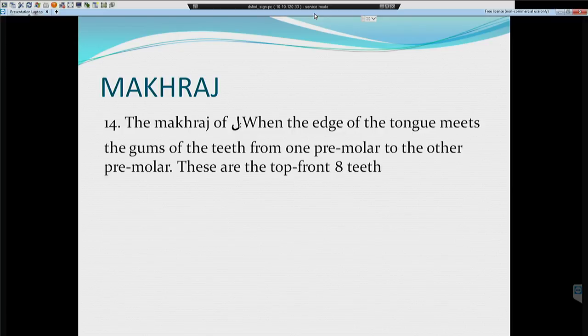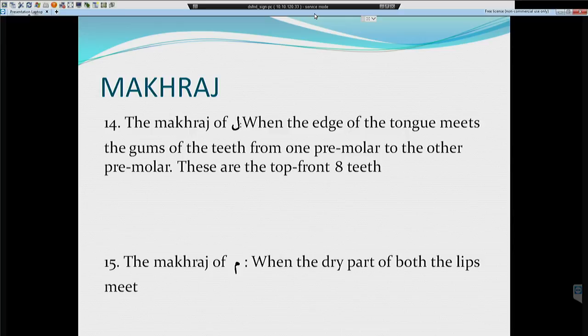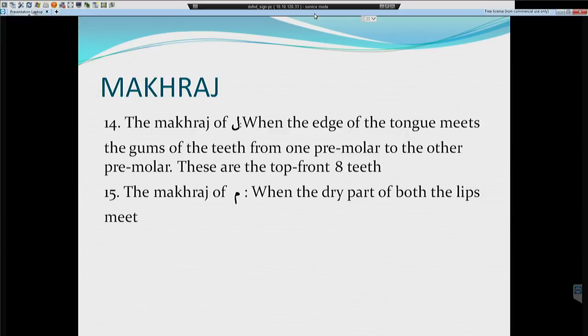The makhraj of lam, when the edge of the tongue meets the gums of the teeth from one premolar to the other premolar. These are the top front 8 teeth. So lam, al. Next one is mim. So ba was the wet portions of the lips when they meet. Mim is going to be the dry portions, when the dry part of both lips meet.